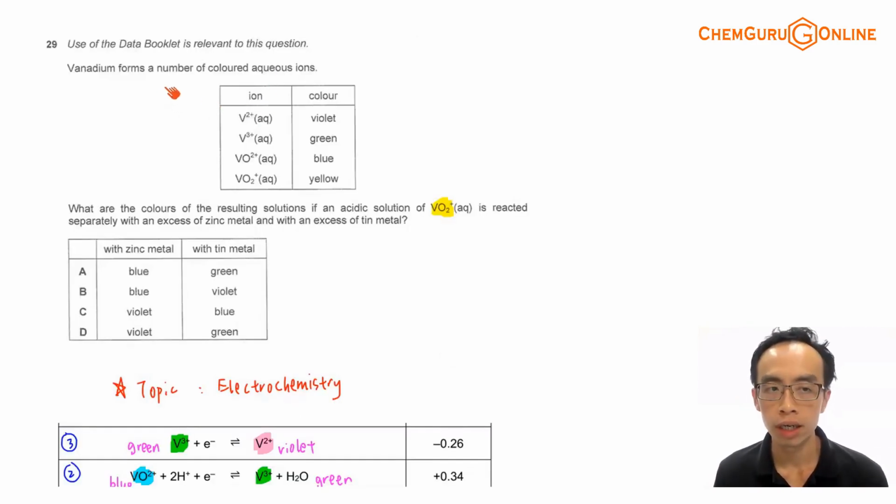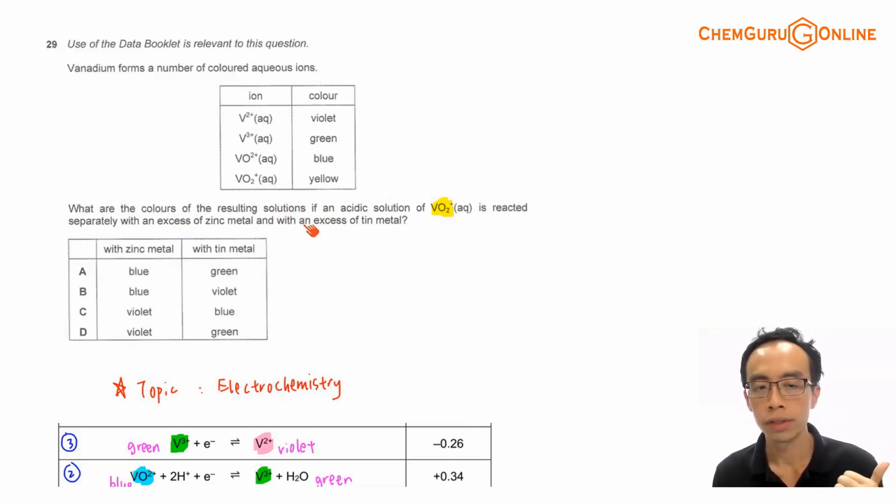Question 29, we have vanadium forming a number of colored aqueous ions. So the species are here, the colors are here. They have different oxidation states. Later we will figure out accordingly. Question is asking what are the colors of the resulting solutions. If I have an acidic solution of VO2 plus, which is the yellow species, reacting separately with excess zinc metal and excess tin metal.